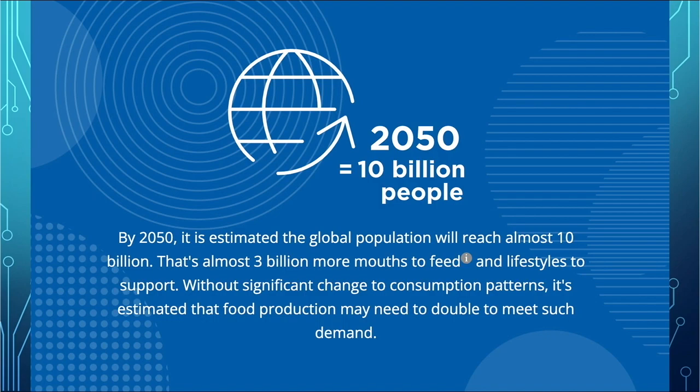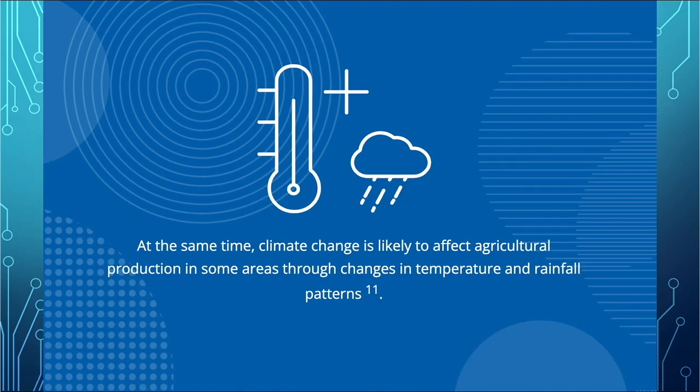But so this website that I've spoken about early on with the mapping systems, where it shows you how Australian land is used, they say that by 2050, it is estimated the global population will reach almost 10 billion. That's almost 3 billion more mouths to feed and lifestyles to support without significant change to consumption patterns. It's estimated that food production may need to double to meet such demand. At the same time, climate change is likely to affect agricultural production in some areas through changes in temperature and rainfall patterns. And of course, the more we destroy, the more we stay in the same systems that we're using, the less likely we're going to reverse this climatic change and problem that we're facing.